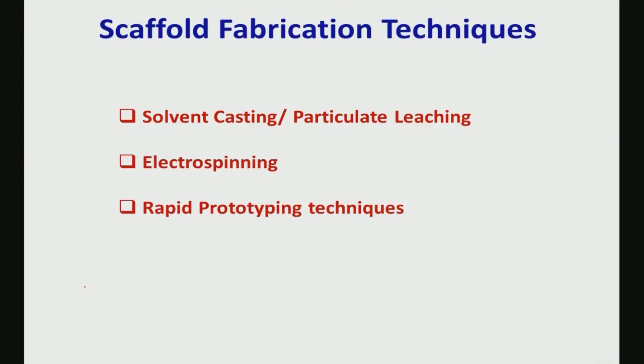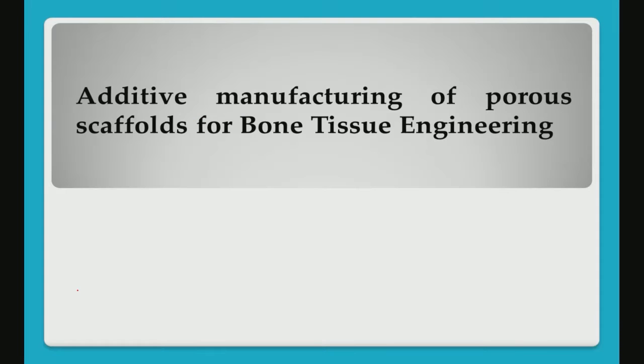In this module, we will discuss additive manufacturing of porous scaffolds for bone tissue engineering applications. I will give a brief idea about the different scaffold fabrication techniques: first, solvent casting and particulate leaching; second, electrospinning; and third, the rapid prototyping techniques.